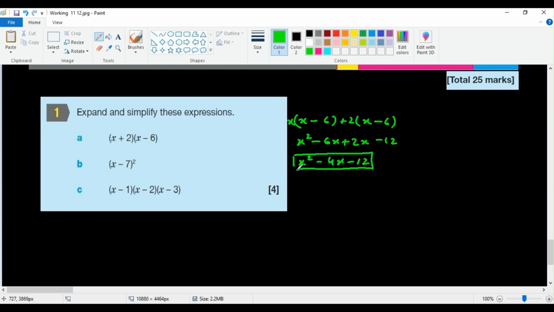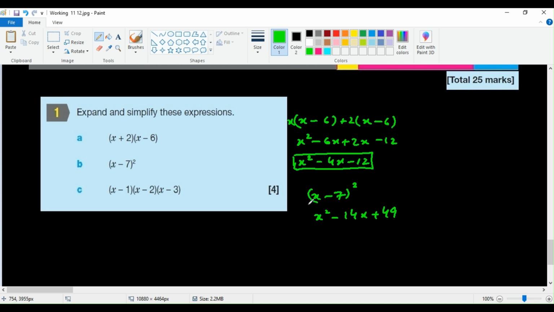You get full marks. Now when it comes to x minus 7 whole square, this gives us x square, and 7 times x is 7x, double it, so it gives you minus 14x, and plus 49, which is the square of 7.